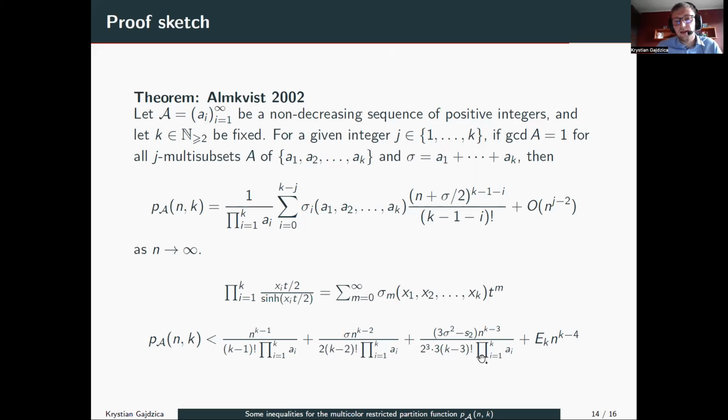k-4. And in order to do that, once again, we can apply the theorem of Chimfaz and Nicolas and do the same trick as before. If we do that, then we obtain the theorem from the previous slide. However, this approach can also be successfully utilized if we would like to deal with other inequalities related to the multicolor restricted partition function.